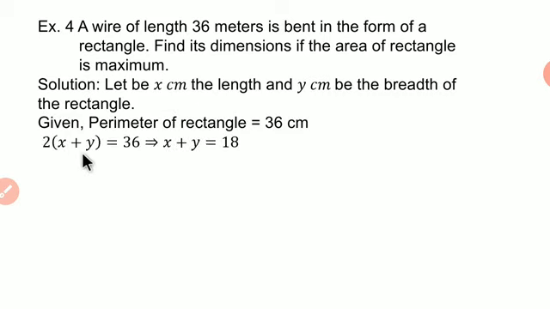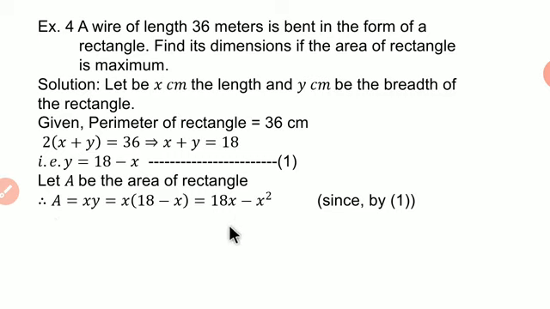Now our aim is to find the dimensions when the area of the rectangle is maximum. So now we use a formula to find the area. First of all, we assume the area is capital A. So let A be the area of the rectangle. Therefore A is equal to xy. It is equal to x into (18 minus x). We put this value 18 minus x from relation number 1. Open the bracket, we get 18x minus x square. This is the value of A.